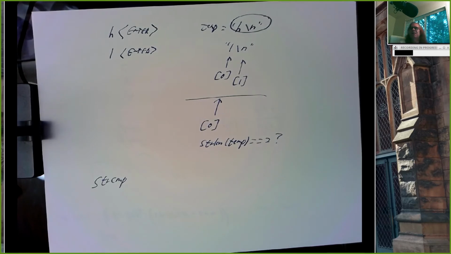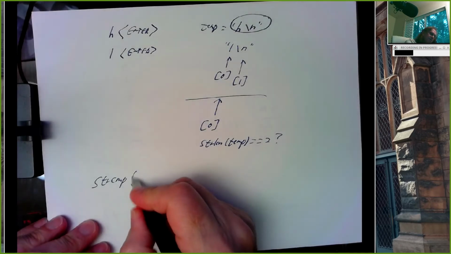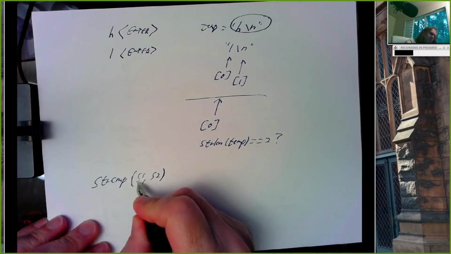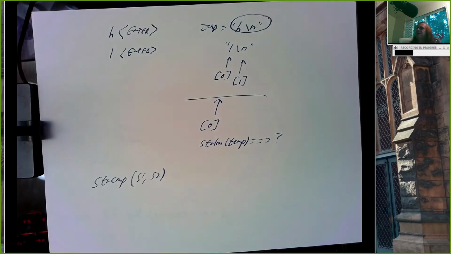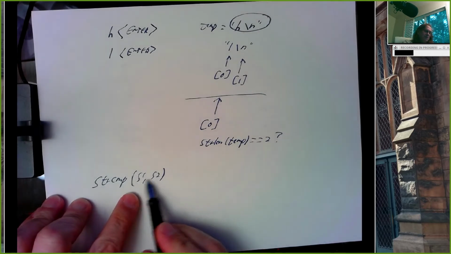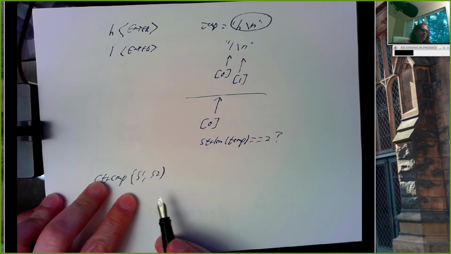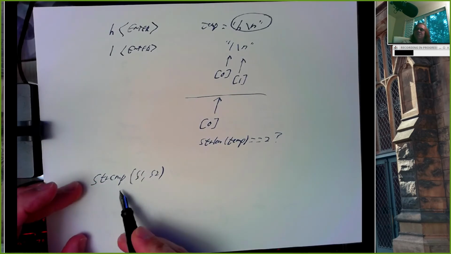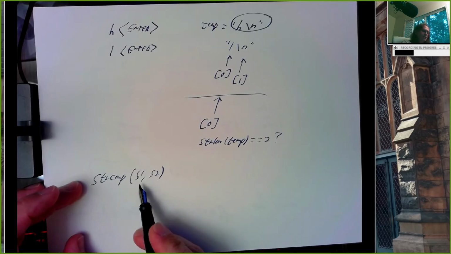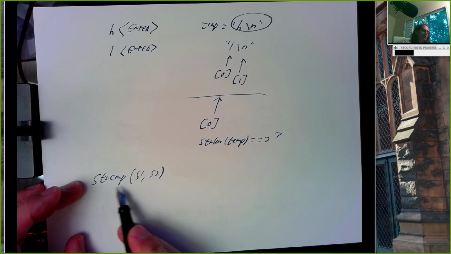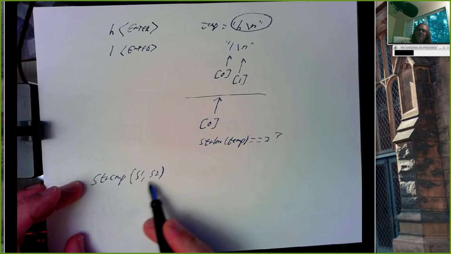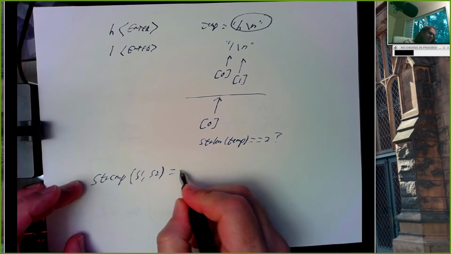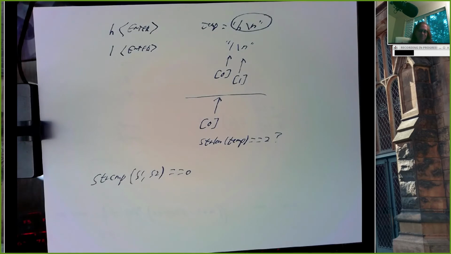So string compare is a way to compare two strings and see if they are equal or different. So if we say string compare s1, s2, this will return a number that's either positive, negative, or 0. What it's actually doing is comparing these two strings to see which one comes first. If s1 comes before s2, this will return a negative number. If s1 comes after s2 alphabetically, this will return a positive number. If s1 and s2 are exactly the same, this will return 0.